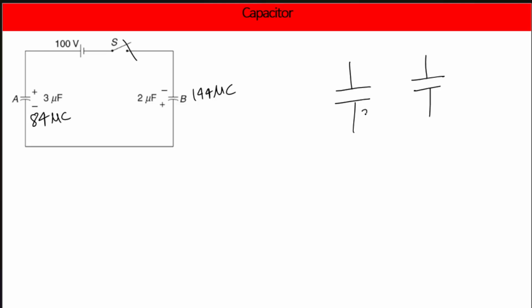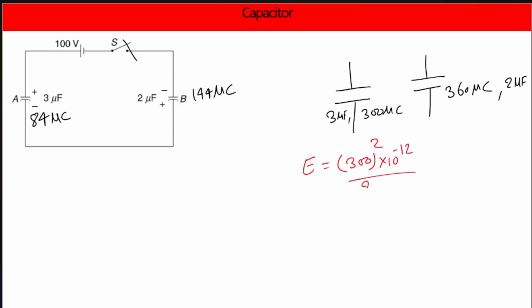So this had a charge of 300 microcoulomb, this had a charge of 360 microcoulomb, and this had a capacitance of 3 microfarad, and this had a capacitance of 2 microfarad. Okay, so what will be the initial energies on these two capacitors? If you write the initial energy, you will be writing Q square by 2C. So here, 300 square into 10 to the power minus 12 by 2 into 3 into 10 to the power minus 6, because C is in microfarad.